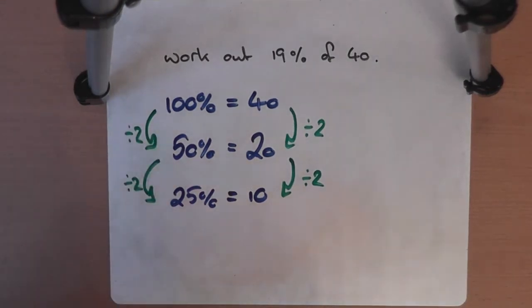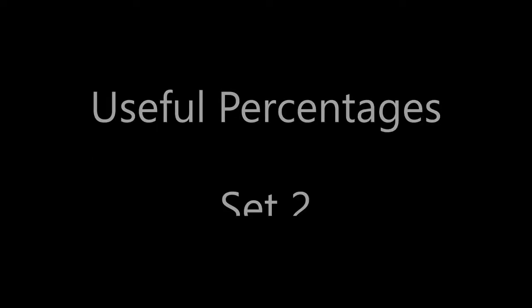Are any of these particularly helpful to get to the 19%? Well, not really, although I suppose we know that 19% is going to have to be less than 10, because if 25% is 10, 19% must be less than that. It will be a smaller chunk. But these are easy ones to find. And while they're not that useful for the 19%, they might be useful for other percentages. But maybe there are other percentages that we can find in this similar kind of way.